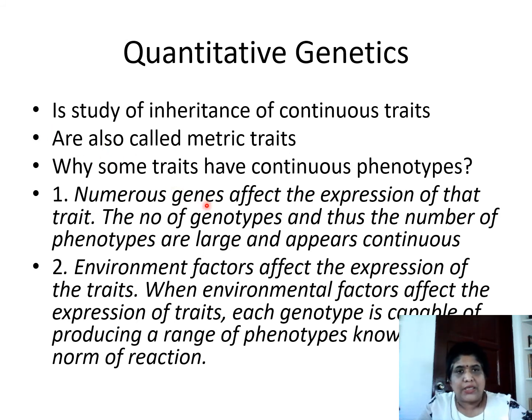So, to refresh again, this is a study of inheritance of continuous traits. It is called metric traits. And why do some traits have continuous phenotypes? These are the reasons. The first reason is that numerous genes affect the expression of that trait. The number of genotypes, and thus the number of phenotypes, is large and appears continuous. The second factor is the environment, which affects the expression of the trait and produces a large range of phenotypes, where we know it as a norm of reaction.